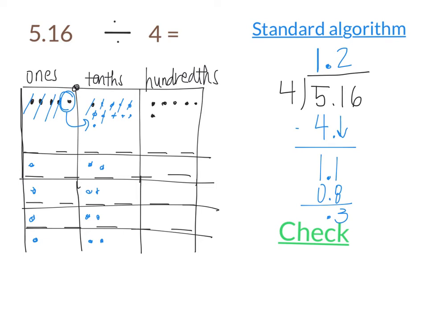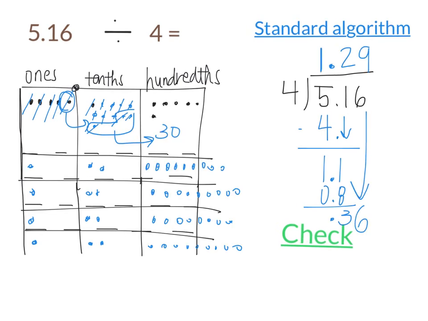Okay, what are we going to do to these 3 tenths? We're going to regroup them so that they become what? 30. Now, after sharing 9 dots to each hundredths group, how many hundredths are left? 0, because how many did we use up? 36. So there's nothing left.